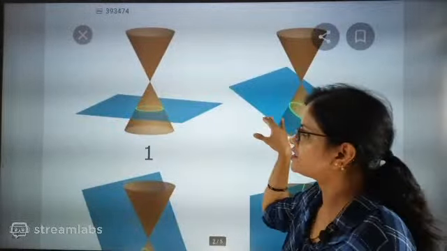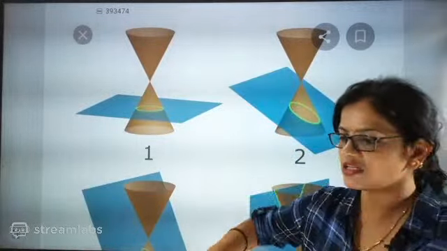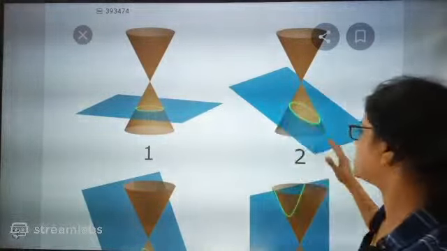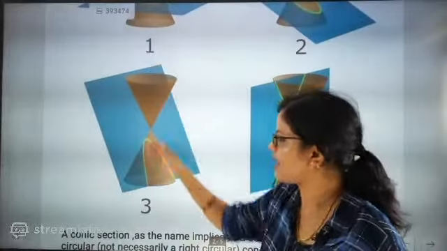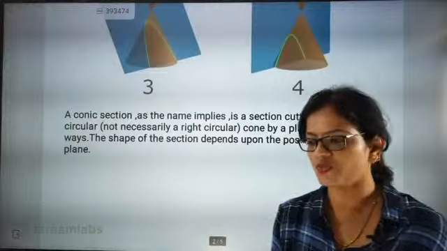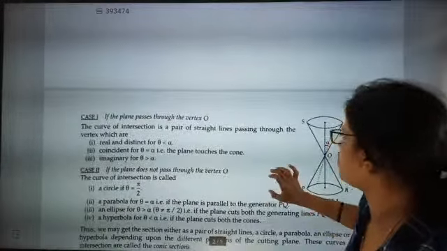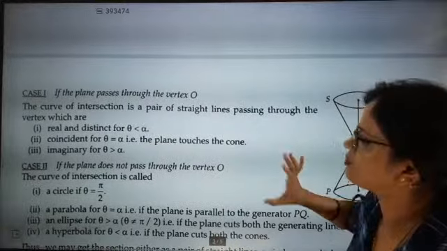First way we have seen, the plane is dividing the region. Once the plane cuts like this, it is forming a circle. This is an ellipse, this is a parabola, and this is a hyperbola. So 4 different types of figures we are getting here, depending on the position of cuttings. Now we are going to go for the in-depth information here.